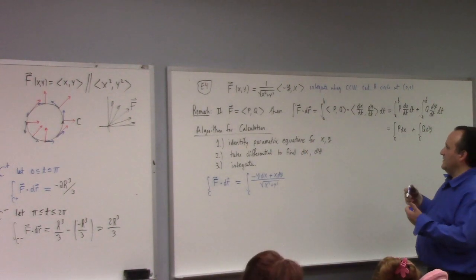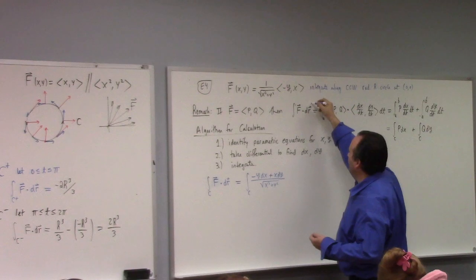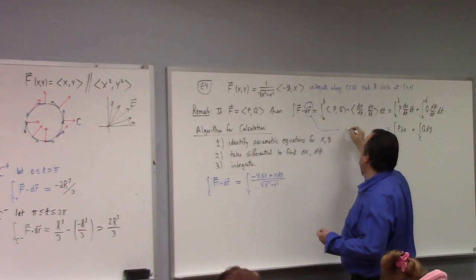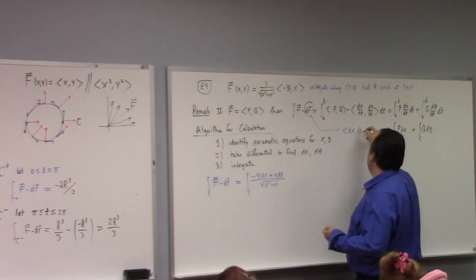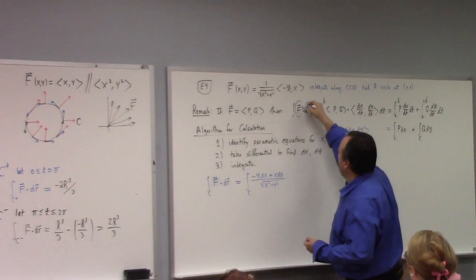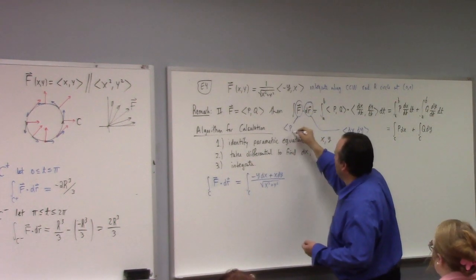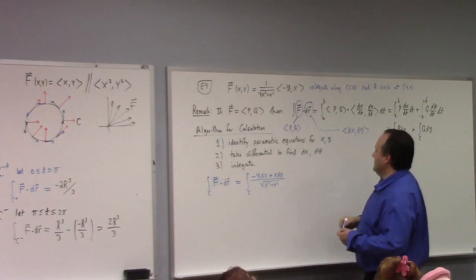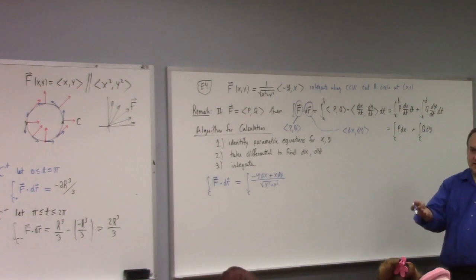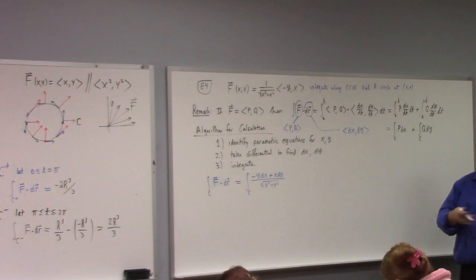You could almost think of it like this. Well, I mean, you can think of it like this. The dr is dx comma dy, and the F is P Q. So if you take their dot product, what do you got? You got p dx plus q dy. That's what you're integrating, p dx plus q dy.